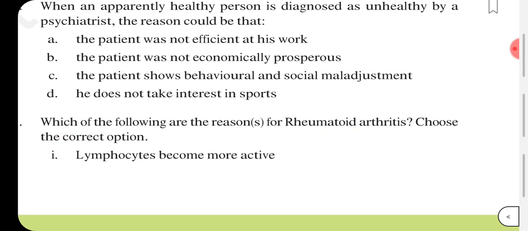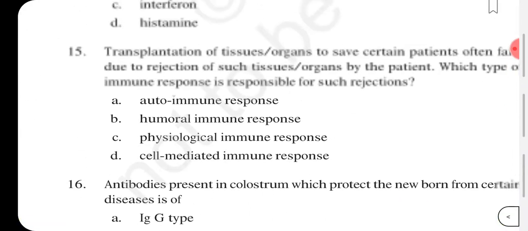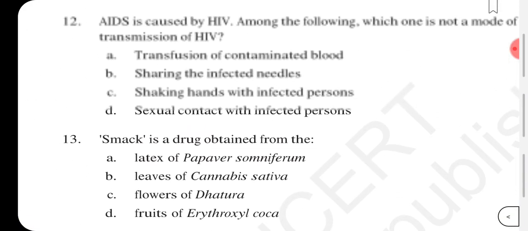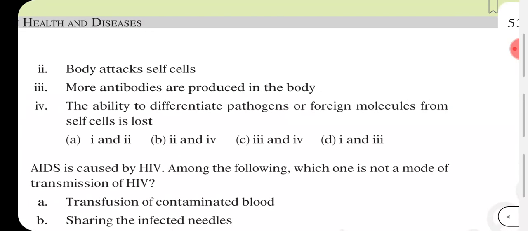Which of the following are the reasons for rheumatoid arthritis? Choose the correct option. First, lymphocytes become more active, or is it that the body attacks self cells, or is it that more antibodies are produced in the body, or the ability to differentiate pathogens or foreign molecules from self cells is lost.